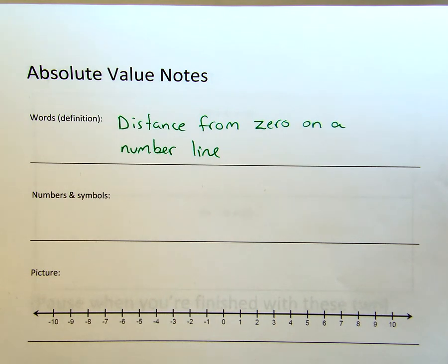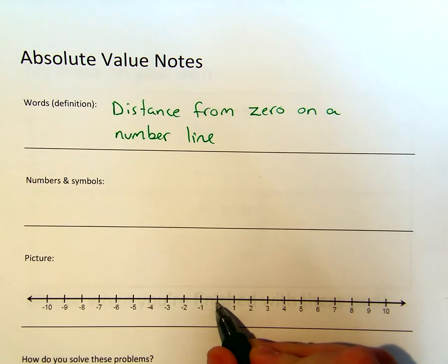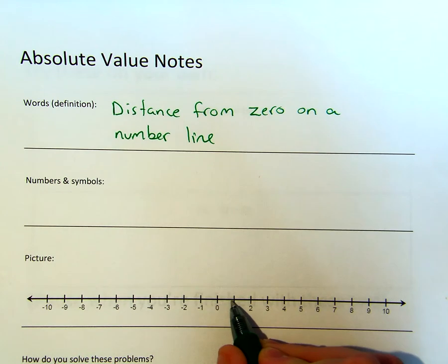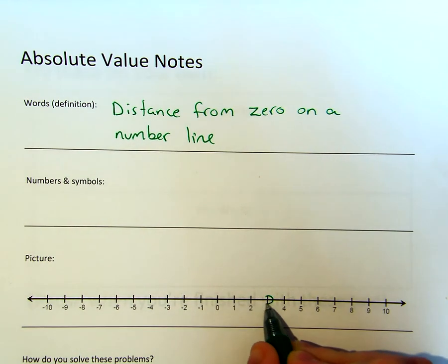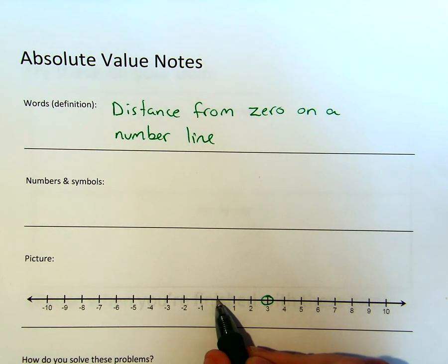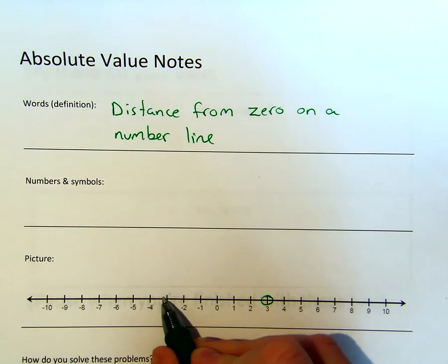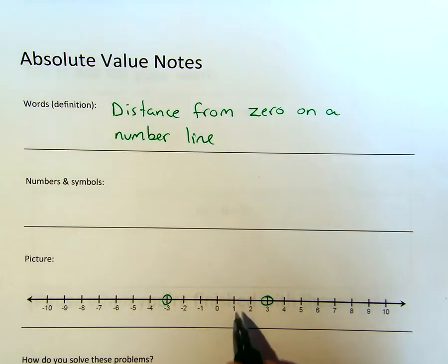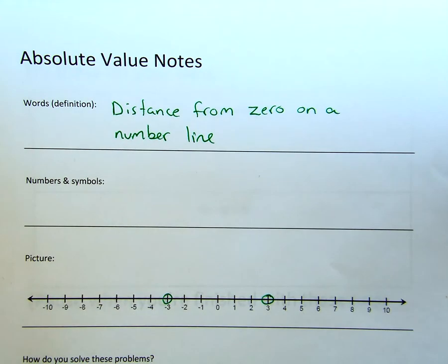A good example of this is to start on a number line at 0. There are two numbers that are 3 spots away from 0 on a number line. If we travel to the right 1, 2, 3 spaces, the number 3 is 3 spots from 0. But if we go back to 0 and we travel 1, 2, 3 spots to the left, the number negative 3 is also 3 spots from 0 on a number line.